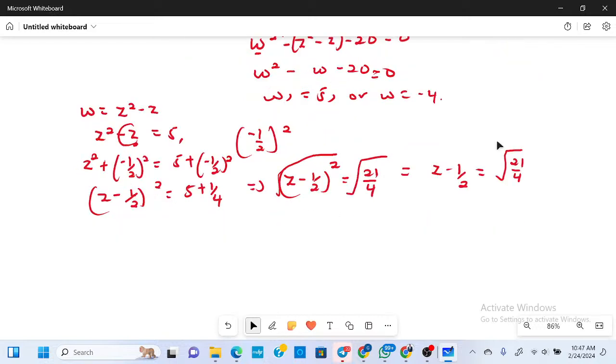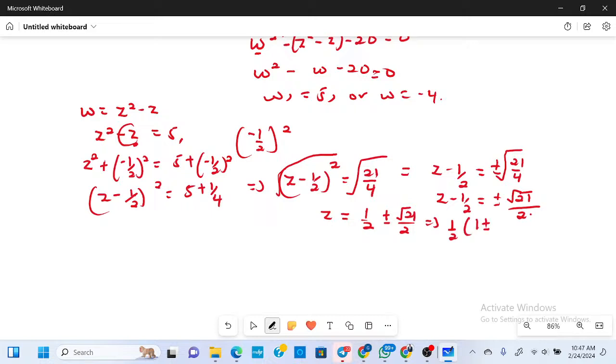So once you have this, square root of 21 on 4 is the same as positive or negative square root of 21, then the 4 will leave the square root as 2. So my expression z will then be equal to, I'll send the negative half to the right side, so positive half plus or minus square root of 21 over 2. I'll further simplify this as 1 out of 2 open brackets 1 plus or minus root 21.